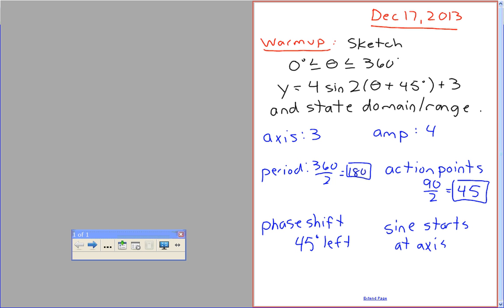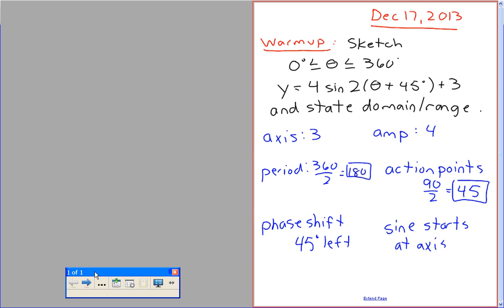Okay, action point always starts at 90 degrees. Remember, an action point goes from the axis to the max to the axis to the min. It's going to be divided by your k, right? So it's always 90. So this is 360 divided by k, and that's 90 divided by k. All right, let's do the graph here right now.